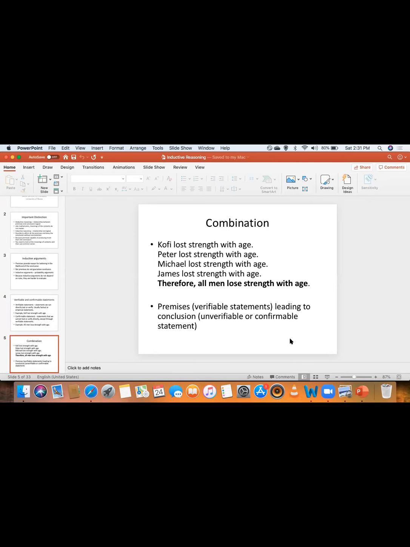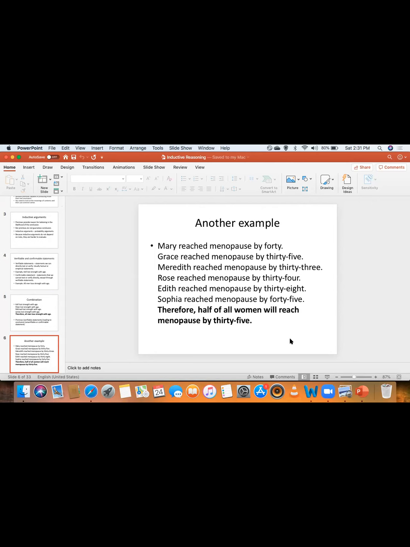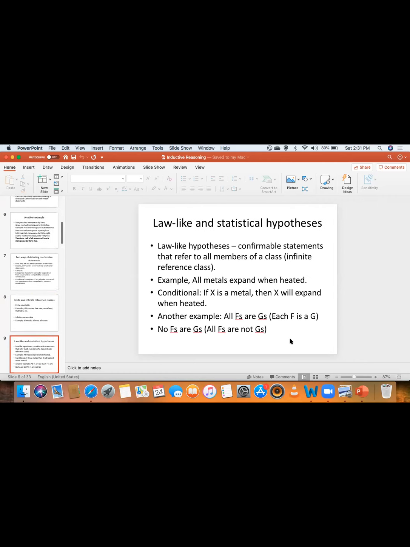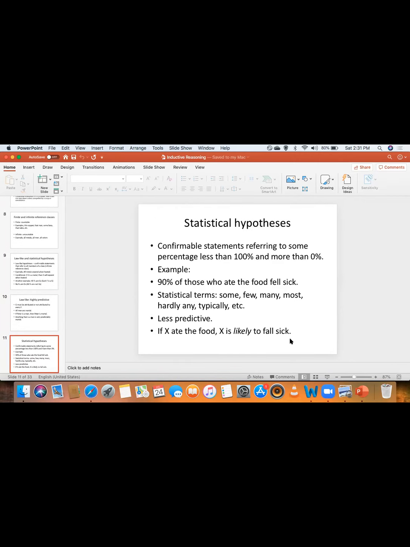And you have two basic kinds of hypothesis. You have the law-like hypothesis and you have the statistical hypothesis. Now, the law-like hypotheses are those hypotheses that refer to all members of a class. So they use the infinite reference class. But the statistical hypotheses are those hypotheses that refer to particular members of a class. That's the finite reference class. So those are the two kinds of inductive arguments: the ones ending with law-like hypothesis as conclusions, and the ones ending with statistical hypothesis as conclusions.